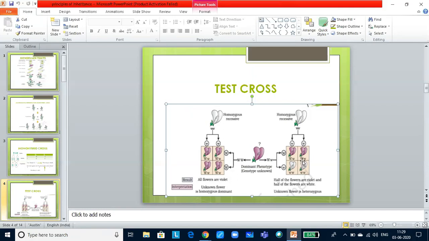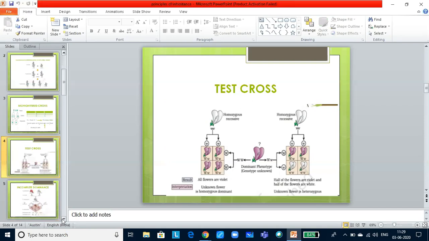Now the same cross, if we are repeating it and we are getting 50% purple flowers and 50% white flowers, then it becomes a heterozygous flower. That means the plant has the characteristic of both a dominant and a recessive gene, as a result of which we are able to see 50% of plants being white and 50% of the plants being purple. So this is about the test cross.